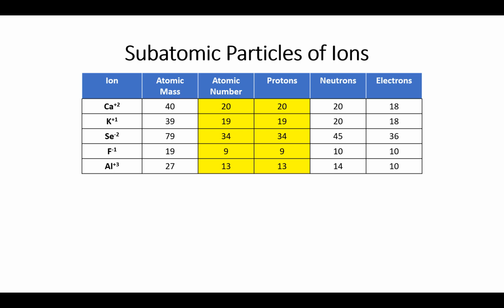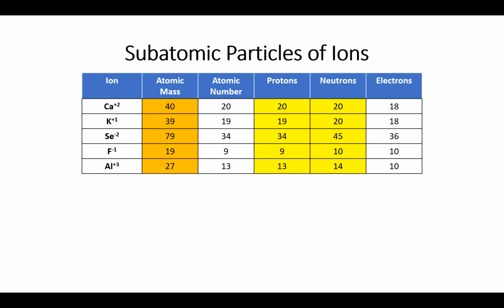Let's start off with the basics. Same as the last slide that we looked at with atoms, the atomic number and the protons are identical for ions. As I mentioned before, protons are the most important thing for you to be looking at when you look at an individual element, because the protons will never, ever change. Even if you have a charge on that atom, you'll still have the number of protons.